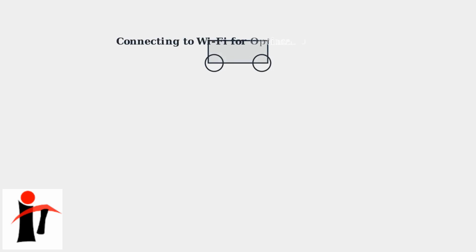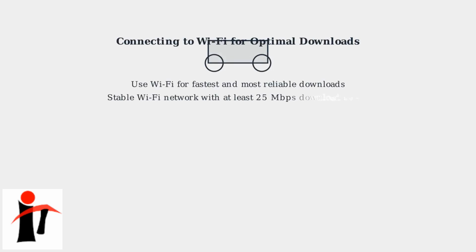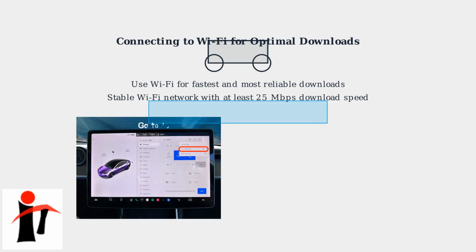For the fastest and most reliable software update downloads on your Tesla, use Wi-Fi instead of cellular data. Tesla recommends connecting to a stable Wi-Fi network with at least 25 Mbps download speed to prevent any interruptions during the download process. To connect, navigate to the Controls menu on your Tesla's touchscreen, then select Wi-Fi. This ensures your vehicle establishes a strong connection for optimal download performance.